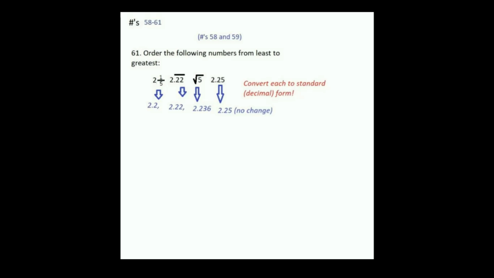I didn't realize this, but when I took the numbers from the book and put them on the screen, I accidentally put them in the right order. So what you're looking at is correct. 2 1/5, or 2.2, is less than 2.22, which is less than 2.236, or the square root of 5, which is also less than 2.25. That's our notation from least to greatest.